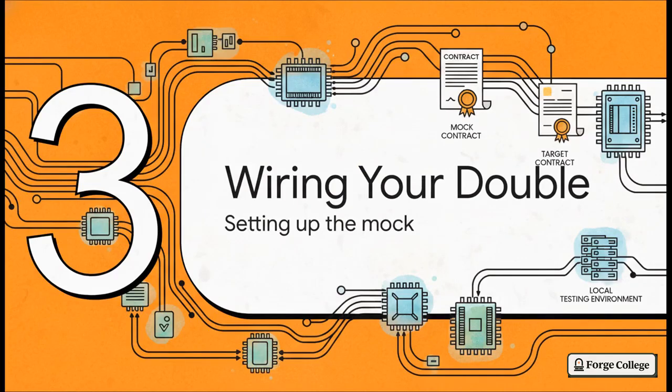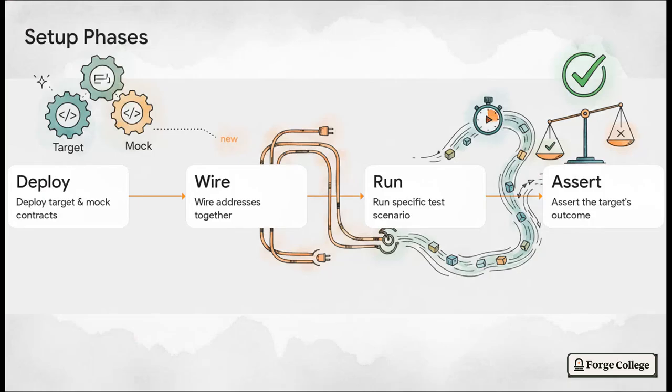Let's move on to Section 3, Wiring Your Stunt Double. All right, so we've got our stunt double hired. Now we need to get them on set and wire them in. Setting this up requires a pretty specific choreography in your test scripts. You'll usually be doing this in a framework like Hardhat or Foundry. Step 1. You deploy your target contract, plus a fresh, clean instance of the mock contract. Step 2, you wire their addresses together. Basically, you're telling your target contract to talk to the mock's address instead of the real partner. Step 3, you configure the mock and run your specific test scenario. And finally, Step 4, you assert that your target contract handled the outcome exactly the way you designed it to.